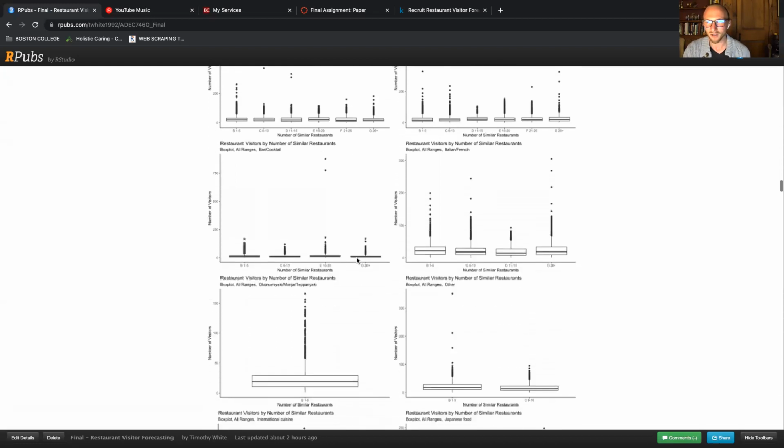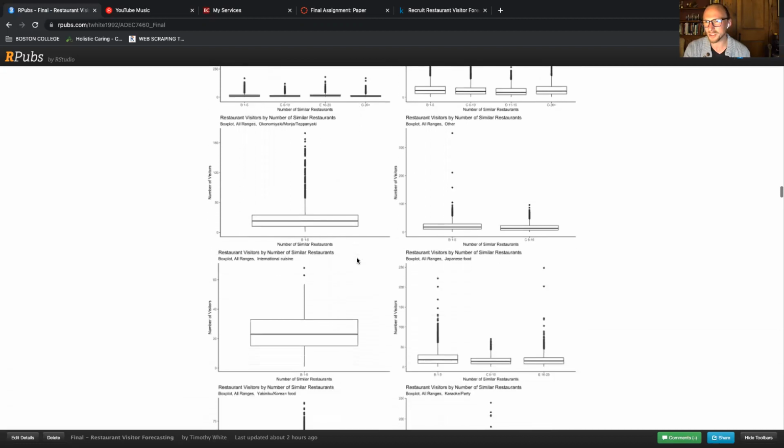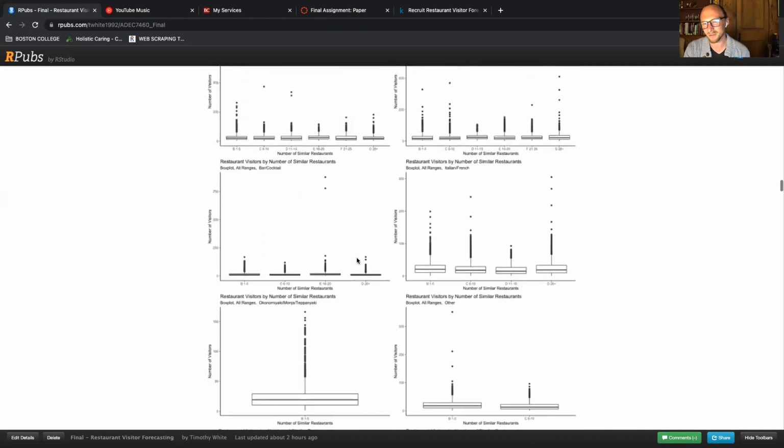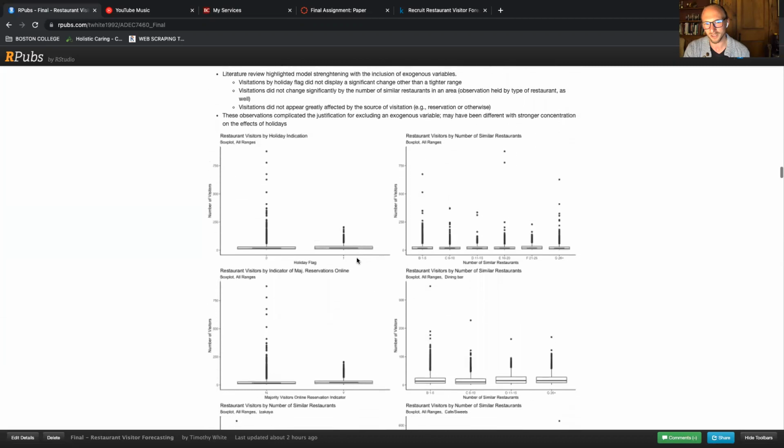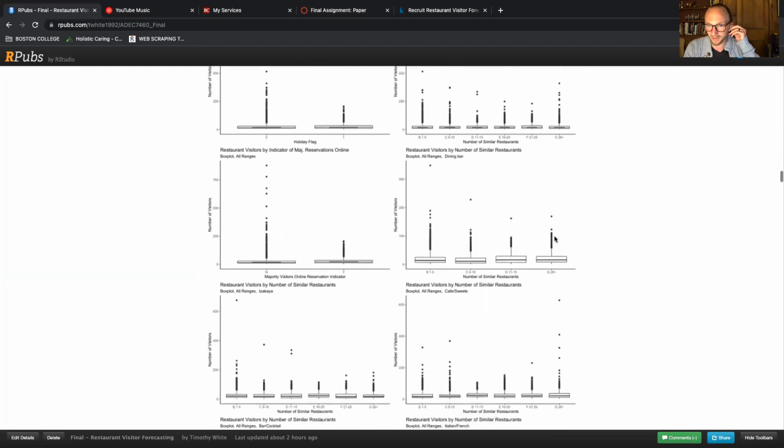And so I didn't have a lot of luck with including exogenous variables in my modeling. Not only was R throwing some errors that I didn't fully understand, full disclosure on that, but just generally, I didn't really see the value based on the box plots that I put together.